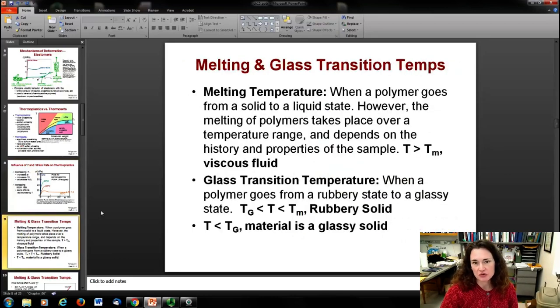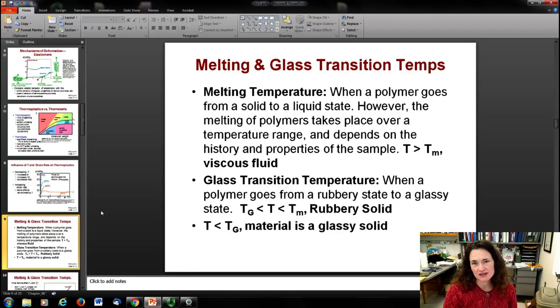Sometimes when you deal with polymers, you'll see two different temperatures listed in the safety data sheet: your melting temperature and your glass transition temperature. So these are two different temperatures, and you might wonder what's going on there. Well, the melting temperature is defined as when a polymer goes from a solid to a liquid state.